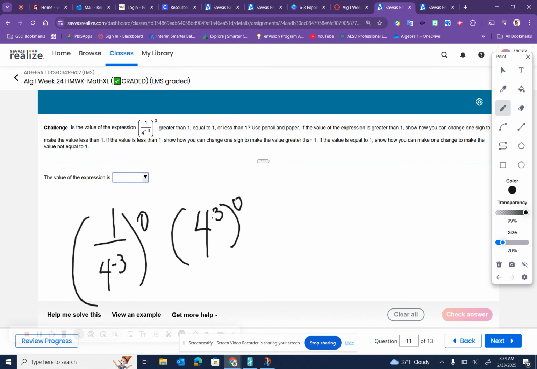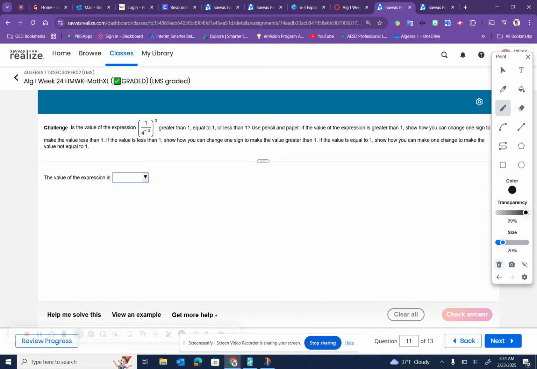And that would be to the 0 power. But even before that, since the whole thing is to the 0 power, anything to the 0 power equals 1. Another way to justify that is that 0 times 3 is just 0. So 4 to the 0 power is 1. We should have been able to see right from the get-go that it was going to be equal to 1, because anything to the 0 power is equal to 1.